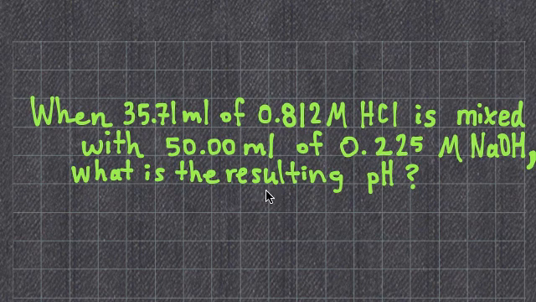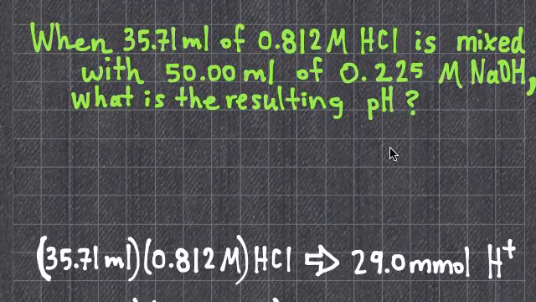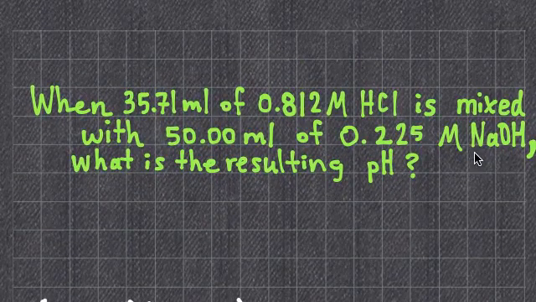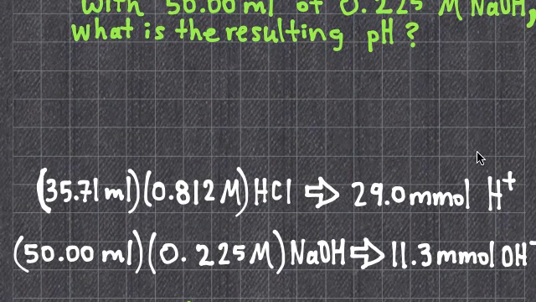35.71 milliliters looks like a titration of some kind. 0.812 molar hydrochloric acid is mixed with 50 milliliters of 0.225 molar NaOH. What's the resulting pH? That's a strong acid and a strong base, so they react totally one way to neutralize. I took the volume times the molarity for both, and I found 29 millimoles of H plus ion from the HCl, 11.3 millimoles of OH minus from the NaOH.